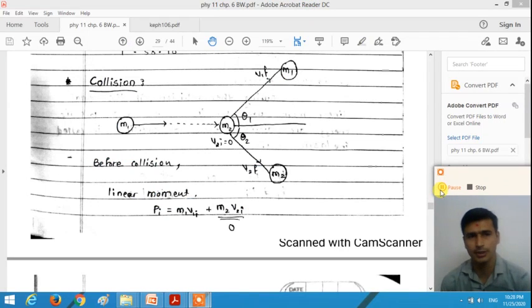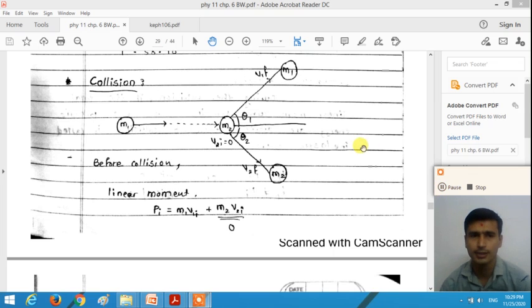So now dear student, we will discuss the last point of the chapter, that is the collision. When two bodies of different masses collide with each other, how are the law of conservation of linear momentum and the law of conservation of energy satisfied?